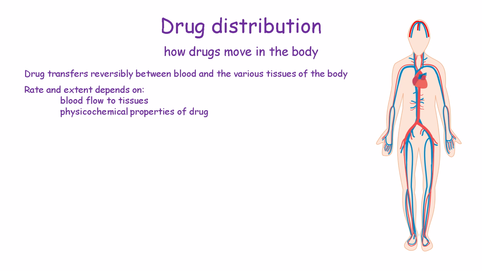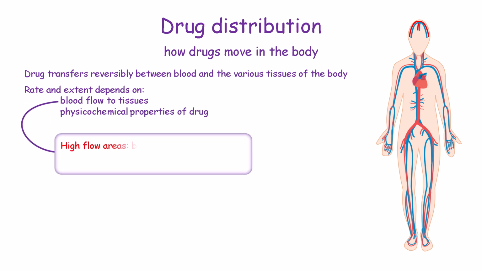Blood flow to your organs varies with their metabolic needs, and some organs are more metabolically active than others. Areas of high blood flow are the brain, heart, liver, and kidneys. Areas with the lowest flow are the skin, fat tissue, and bone. Higher flow helps a drug to quickly and efficiently reach its target organs.